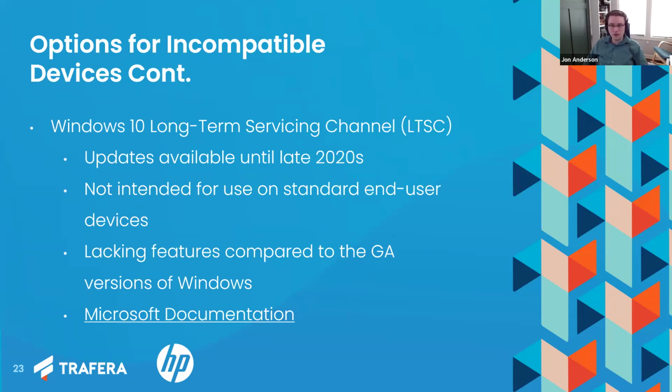Continuing along here, another option is Windows 10 long-term servicing channel. So if your licensing supports it and you have access to LTSC, this is a version of Windows you could also install on incompatible hardware. It has a longer support term. Depending on the version you're using, it could buy you several more years of support. Though I should note that this is a version of Windows not intended for use on normal end user devices. It will work, but it's more designed for IoT style devices. So it is lacking in features compared to the generally available version of Windows. So I wouldn't recommend it, but it is an option to at least stay secure.